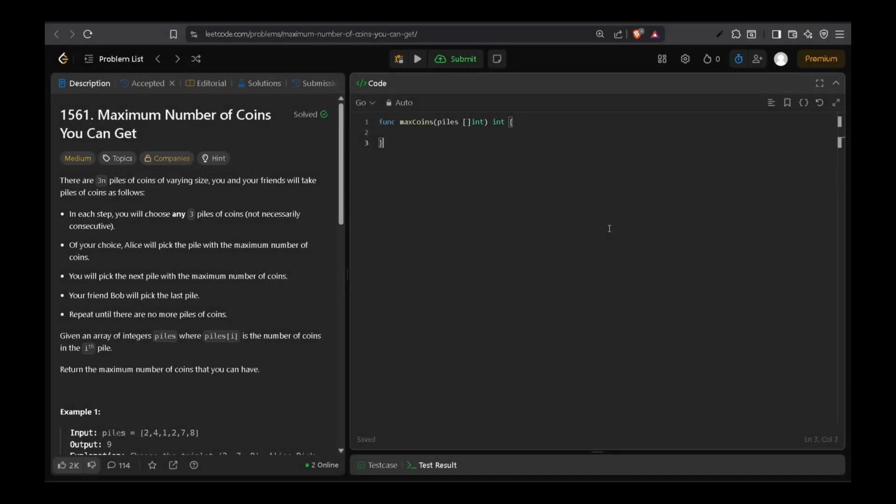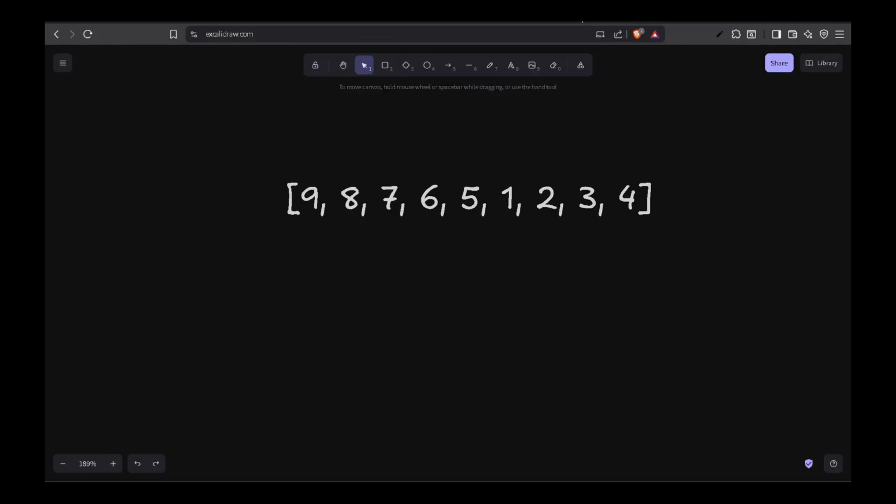Today we'll solve another question from Leetcode. This one is 1561 and it is marked medium. Let's first understand what the question description is saying.